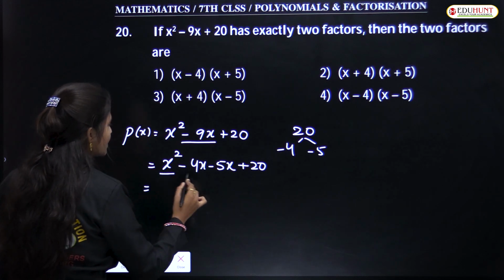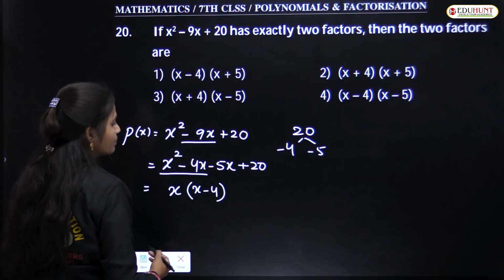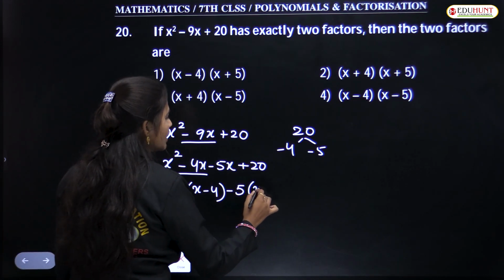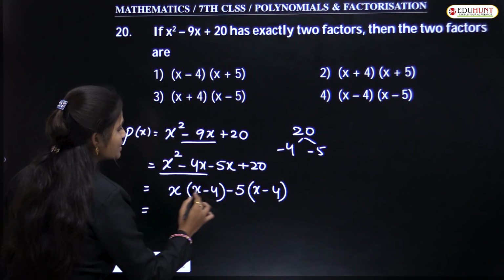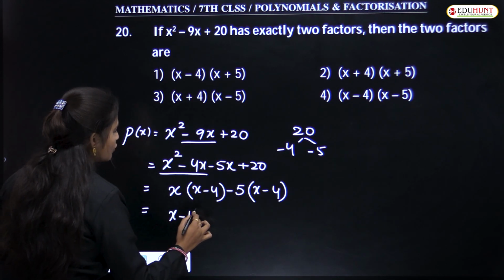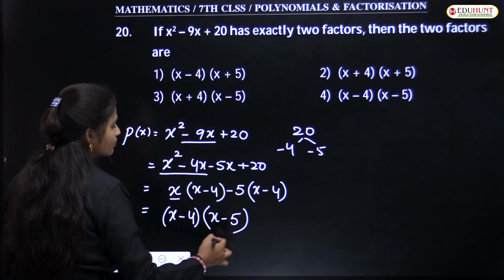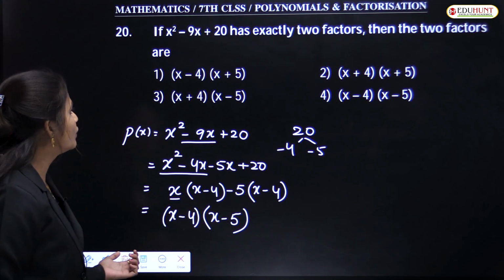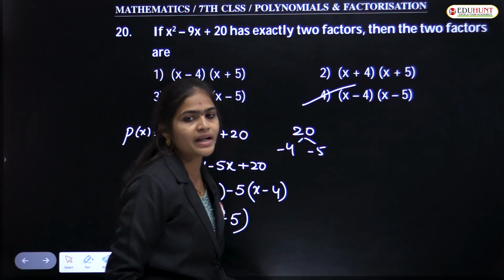Okay, so from the first two terms take x as common. So the leftover one is x minus 4. Next from the next two terms take minus 5 as common. So here x minus 4 is the leftover factor. So again we can observe that from these two terms x minus 4 is common. So take x minus 4 as common. Then here the leftover one is x minus 5. Okay, so what are the two factors here? x minus 4 and x minus 5. So which option is correct? Yes, x minus 4 and x minus 5.